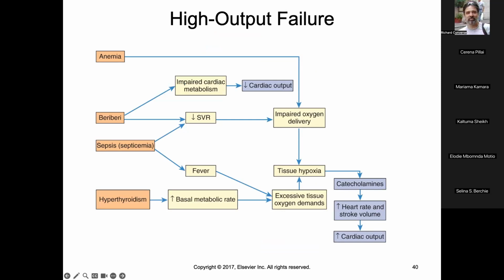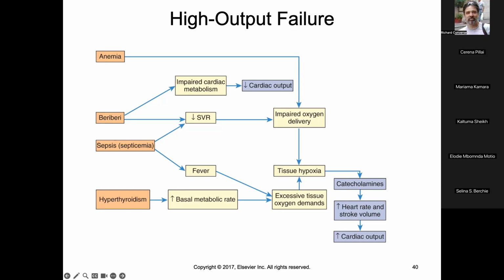High output failure. Okay. Is the inability of the heart to supply the body with blood-borne nutrients despite adequate blood volume and normal or elevated myocardial contractility. Causes include anemia, hyperthyroidism, septicemia, and beriberi. Okay, so with anemia, what's happening is that we have impaired oxygen delivery resulting in tissue hypoxia. Okay, this can result in the release of catecholamines, an increase in heart rate and stroke volume, and an increase in cardiac output to compensate, right?